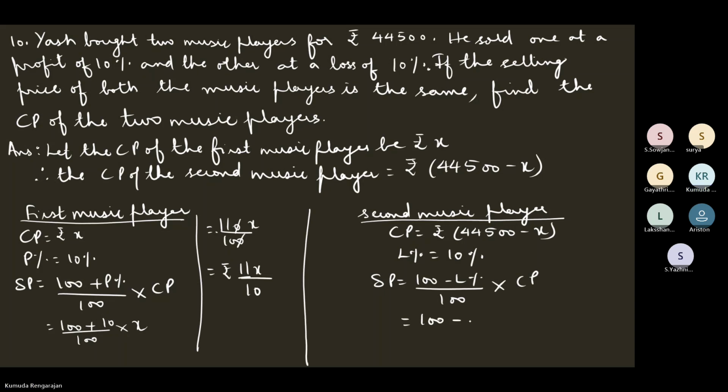100 minus loss 10% by 100 into 44,500 minus x. So there will be 90 by 100 into 44,500 minus x. The 0, 0 cancels. So now multiply. It's 9 into 44,500 minus x by 10.